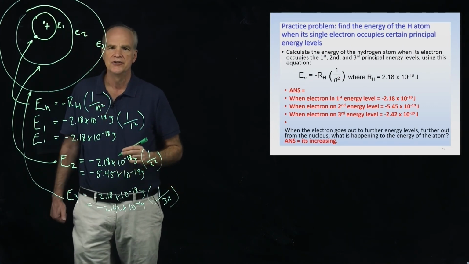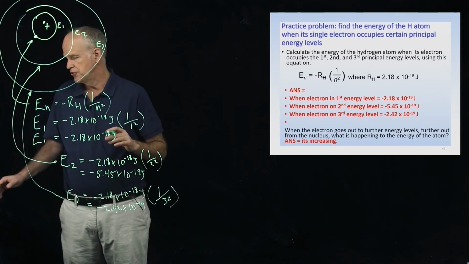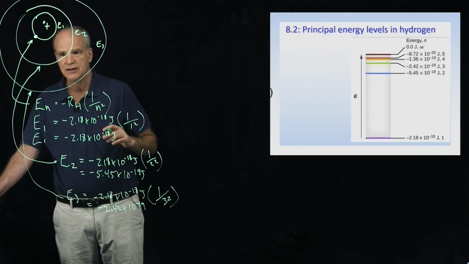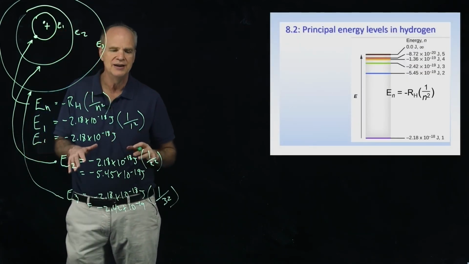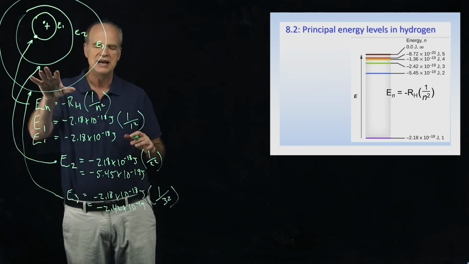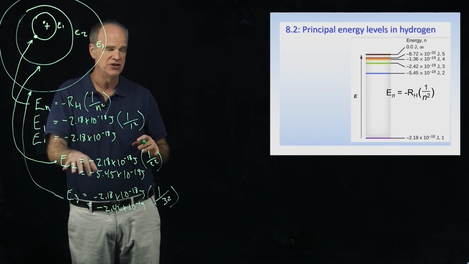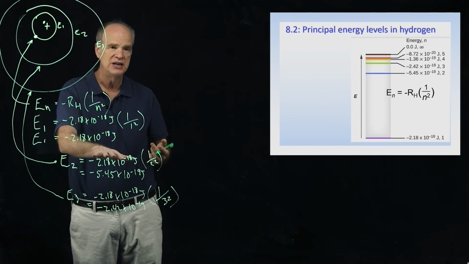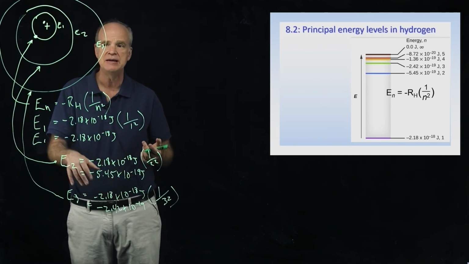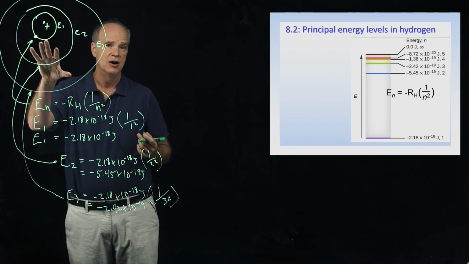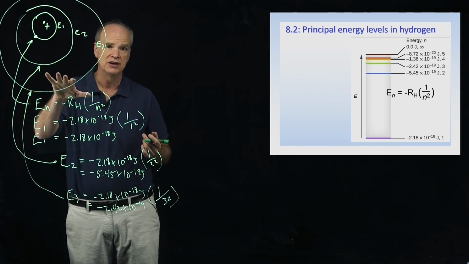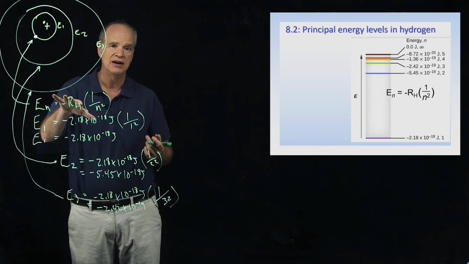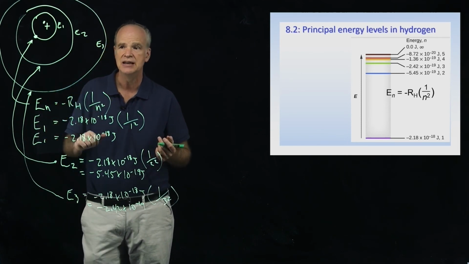Okay. So now I want to take a moment to explain why. How could it be that we have these unusual numbers for energies and that they're negative, number one, and the exponents seem to be getting smaller and smaller. And yet at the same time, I'm saying that the energy of the electron is getting greater and greater as it goes out into higher and higher orbits. And so how could that be?